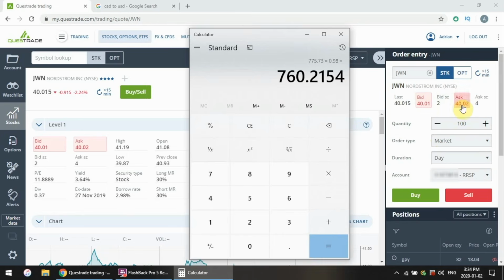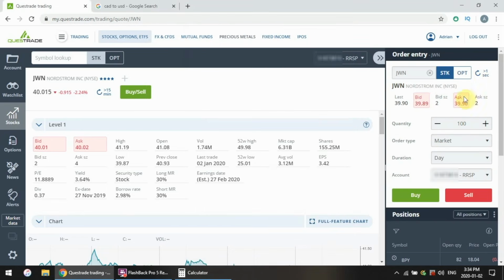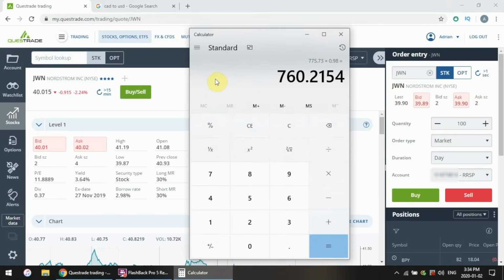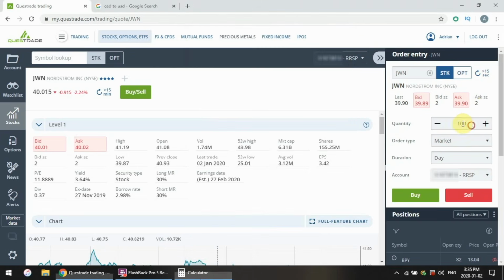I'll click the circle to refresh the current price. And let's see how many shares I can afford. So I will divide my available cash by the asking price, $39.90. That gives me 19.05. I can't buy a fraction of a share, so I have to round down to 19. This means I can afford 19 shares of Nordstrom. So in quantity, I enter 19 shares. I'm buying them at market price in my RRSP account.